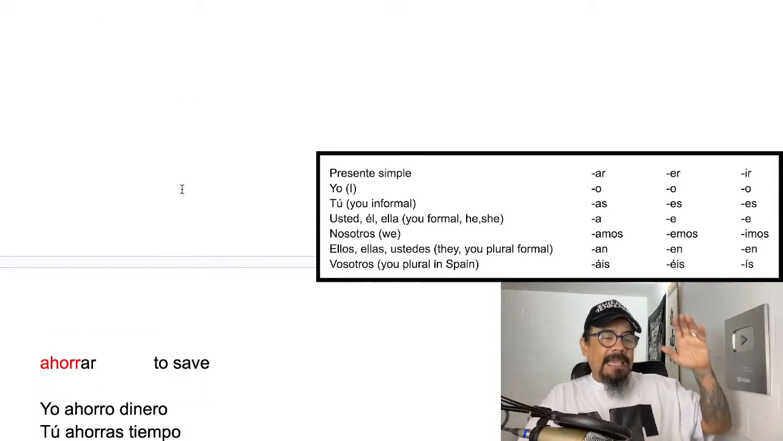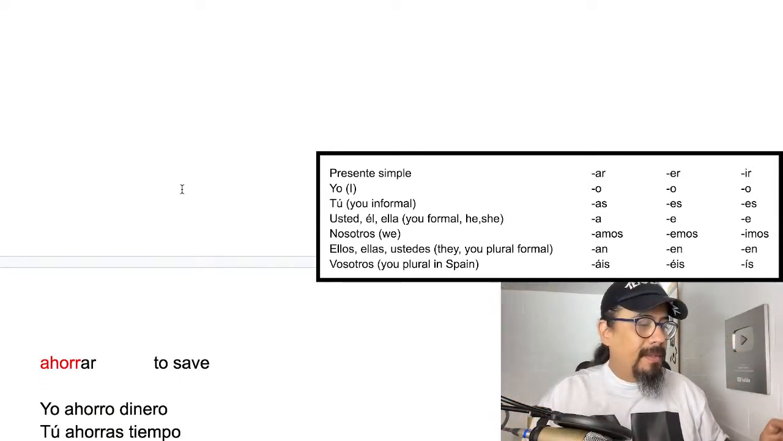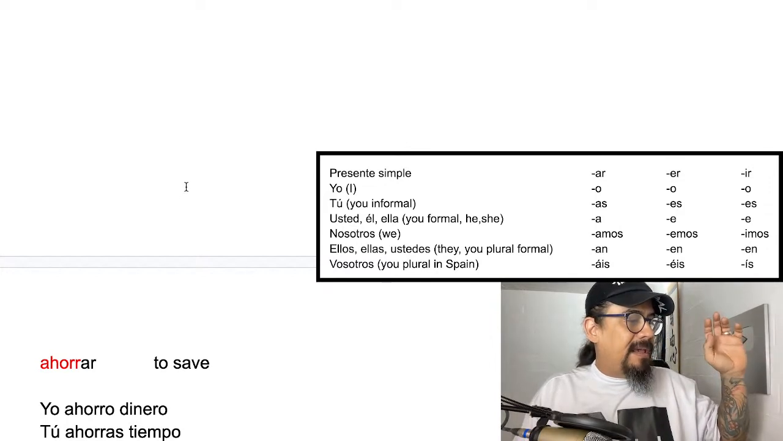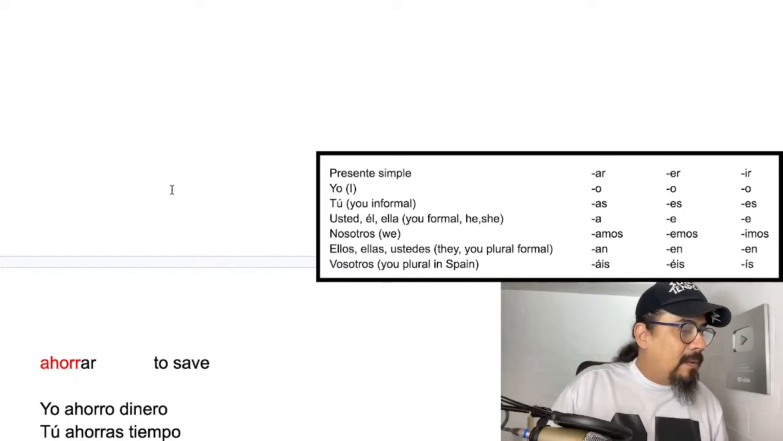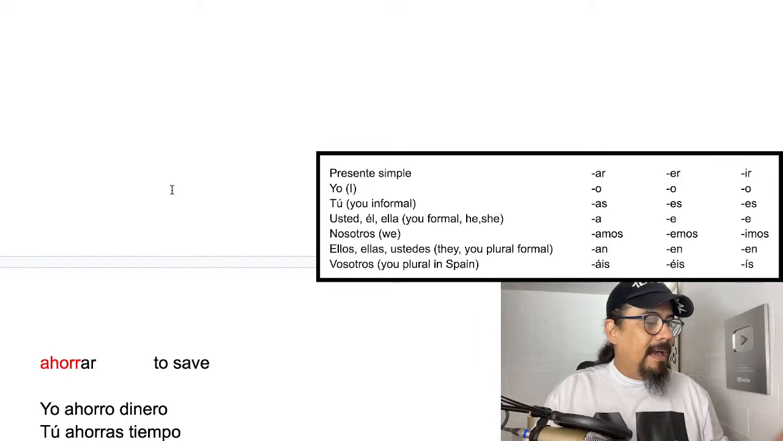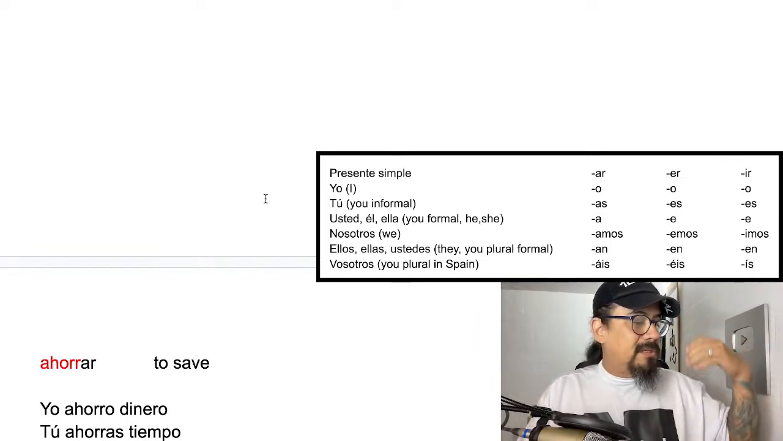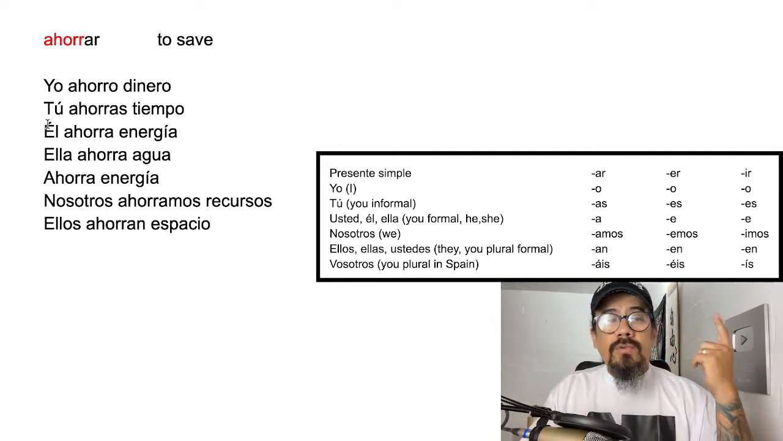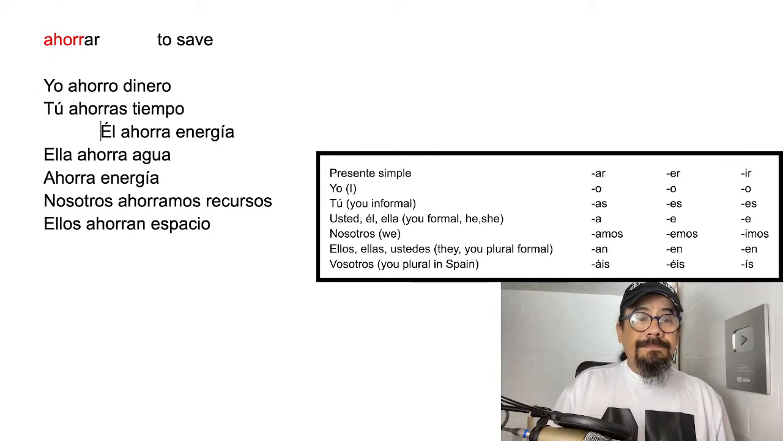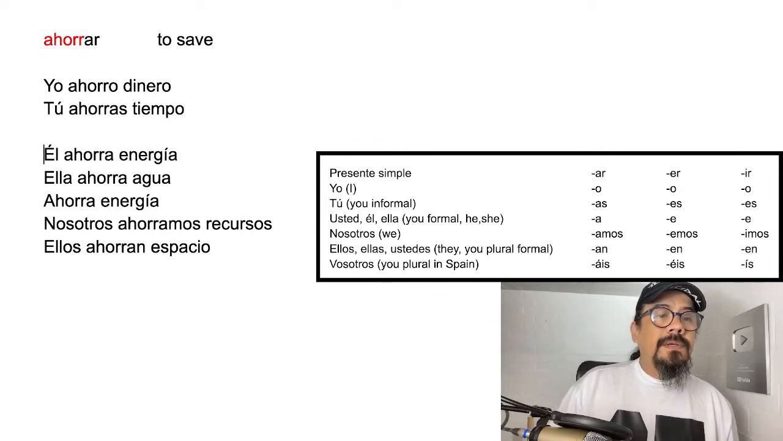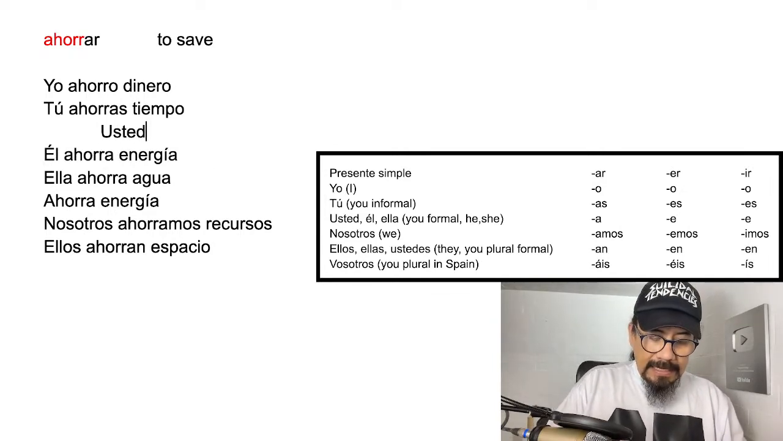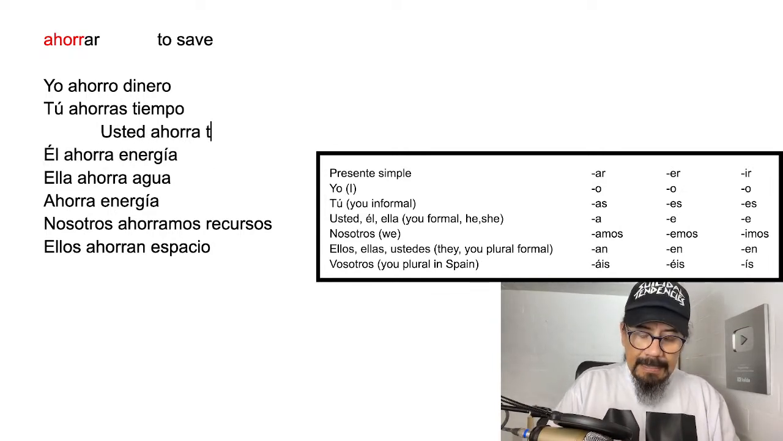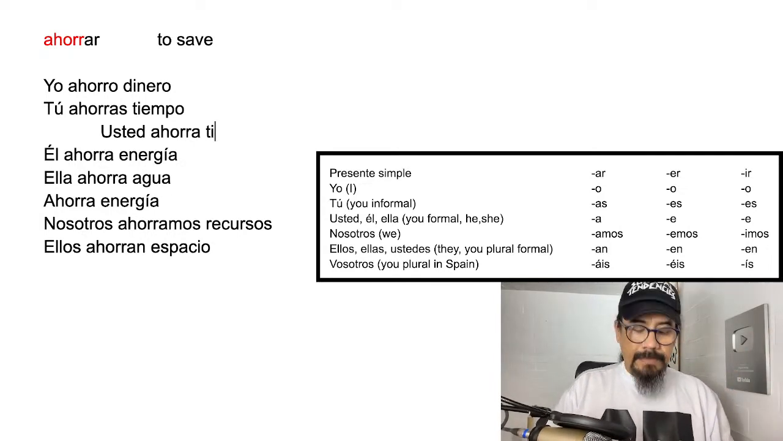Because of that little table that I have here, I'm going to try and do this every time we have class. I think maybe this is going to give us trouble with some of the sentences, but hopefully not really. Okay, so, yo ahorro dinero, tú ahorras dinero. For usted, oops, sorry. Usted ahorra tiempo.